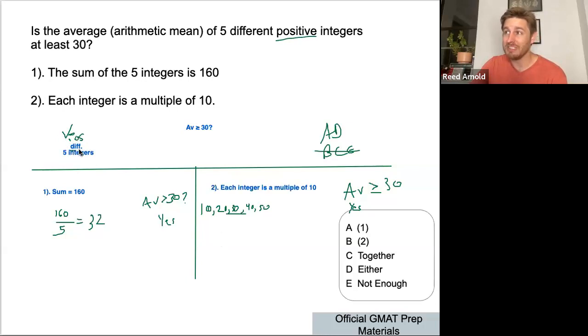It also says they have to be different. So I can't do like 10, 10, 10, 10, 10. I have to have 5 different positive multiples of 10. This is actually the smallest possible set of the constraints. Any other set is going to have a bigger average. And so the average is always going to be at least 30. And so the answer here is D.